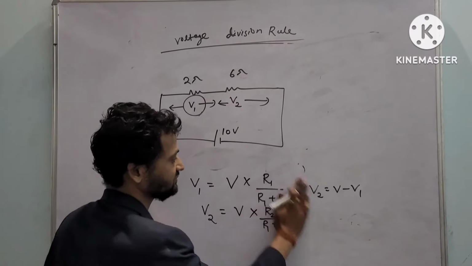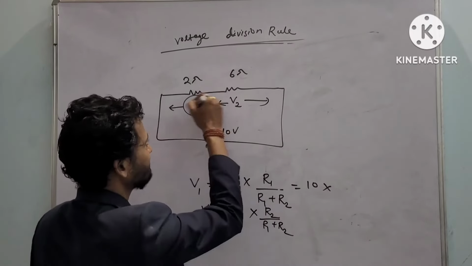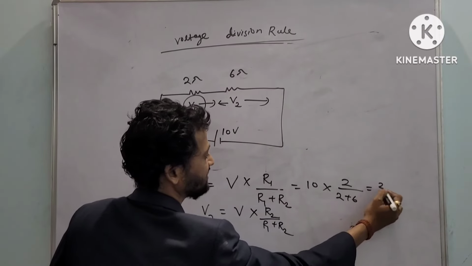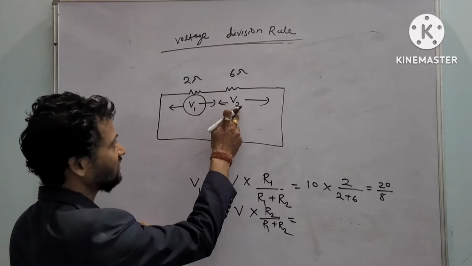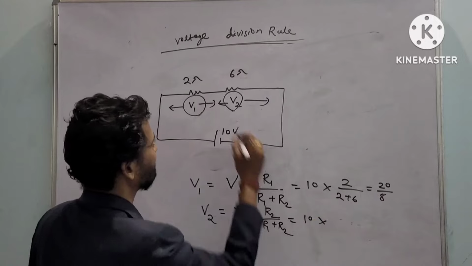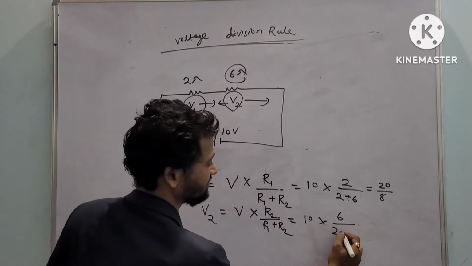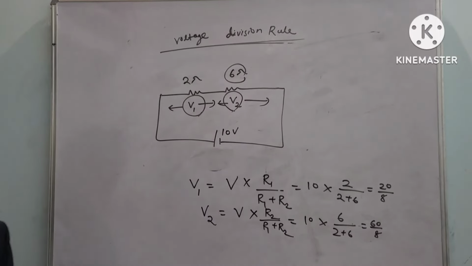सप्लाई वोल्टेज कितना है? देखो, व्हाट इज द सप्लाई वोल्टेज? 10. व्हाट इज द रेजिस्टेंस? 2 by 2 plus 6, so it is coming 20 upon 8. And for the second one, what about V2? Supply voltage is 10. What is R2? 6 upon 2 plus 6. So 60 upon 8. So that is your answer.